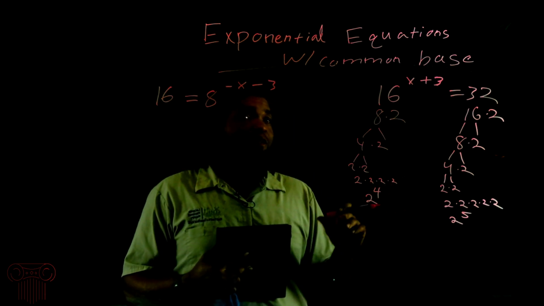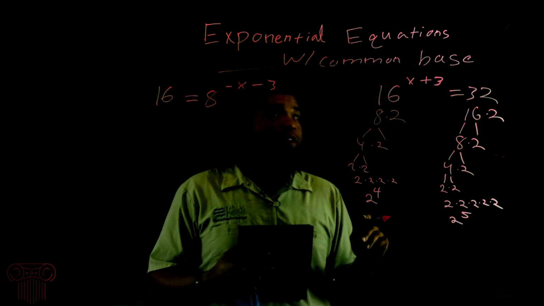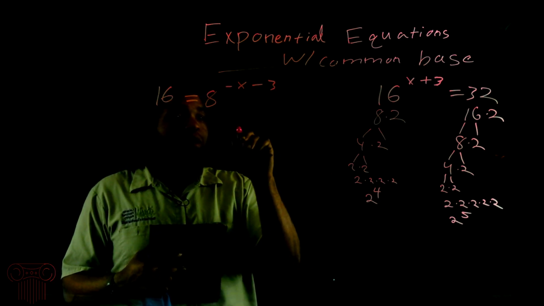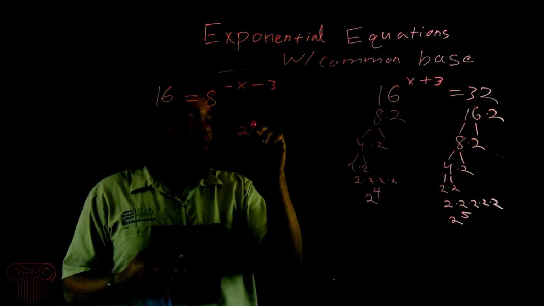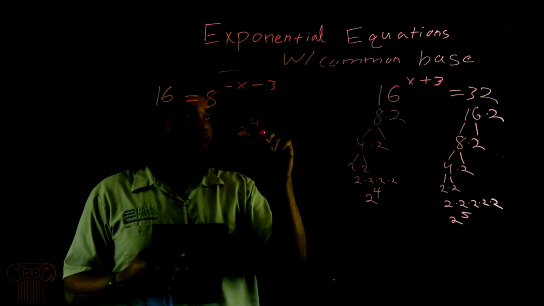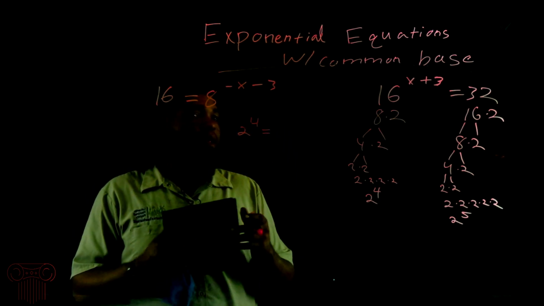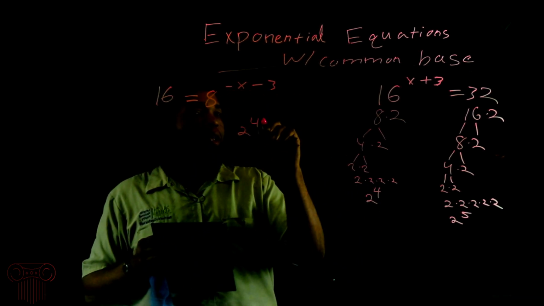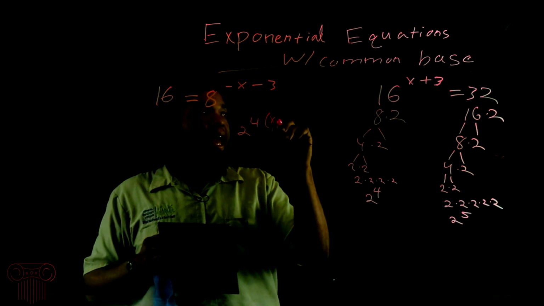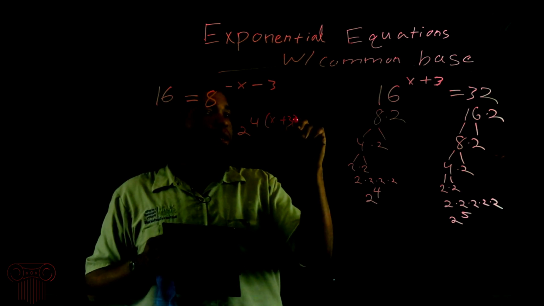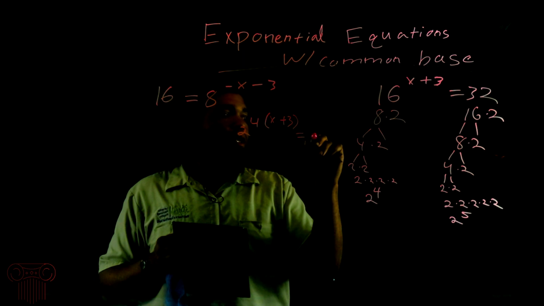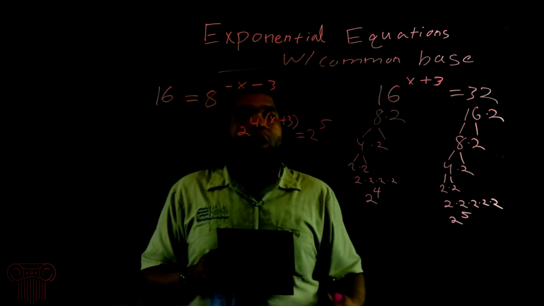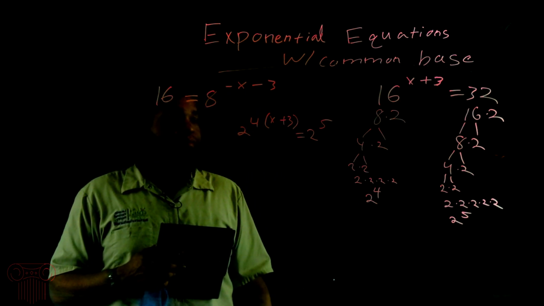So what that's going to look like for this problem is we're going to have 2 to the fourth, to the power of x plus 3, equals 2 to the fifth. Okay, that's now our new problem.